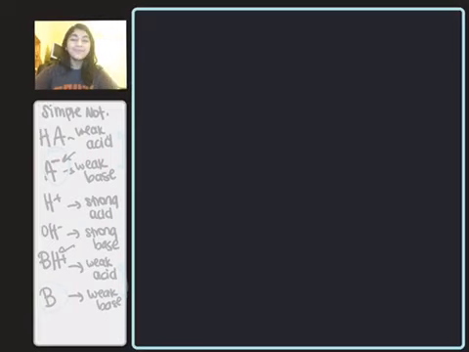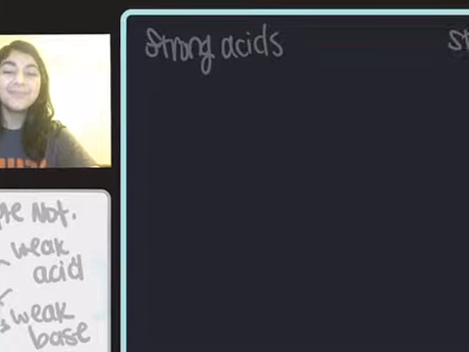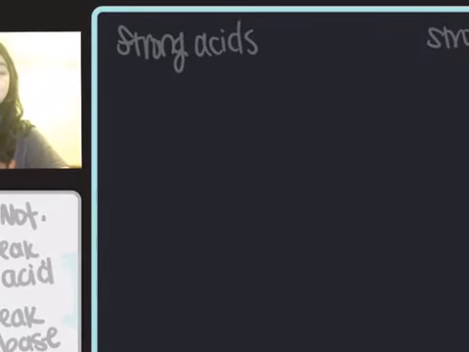So, okay, let's look at a kind of simple one. Let's look at the strong acids and strong bases. So these are acids that you should be familiar with. You usually have 7 or 8 strong acids, and just knowing these off the bat can make your life a lot simpler when it comes to naming these.